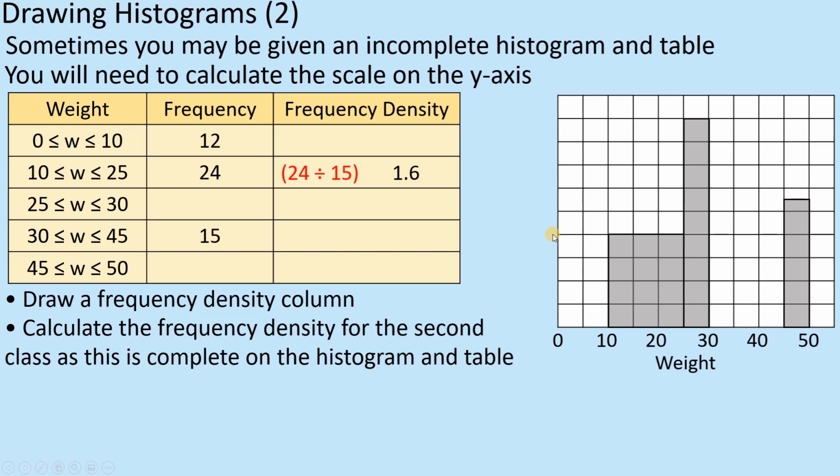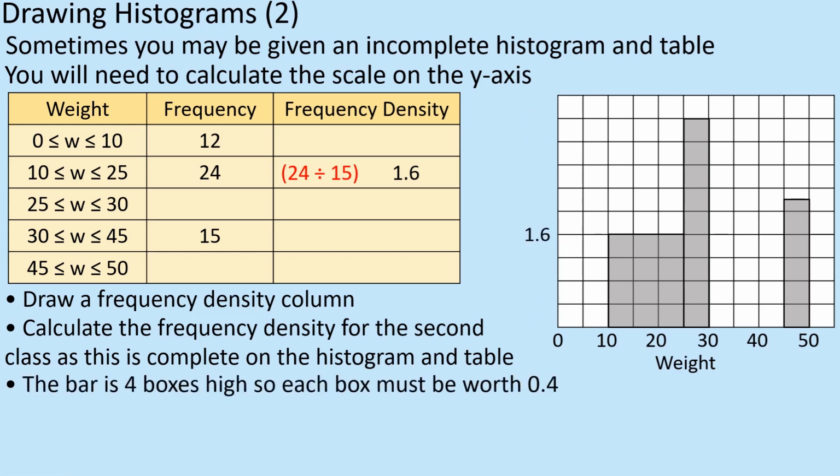Because that's 1.6, I'm now trying to figure out what the other numbers down here need to be. Well, I've got 1, 2, 3, 4. So 1.6 divided by 4 is going to give me 0.4. So these must go up in 0.4s. There's 1.6, and it says the bar is 4 boxes high, so each box must be worth 0.4. Let's put some in: 0.8, 2.4, so we skip the ones in the middle. There's your y-axis. And of course, let's not forget, it needs to be labelled frequency density.